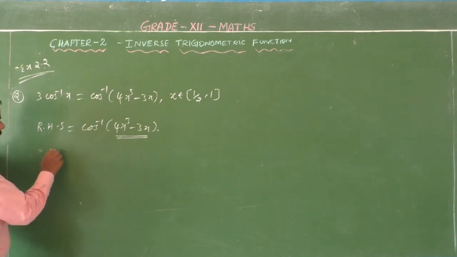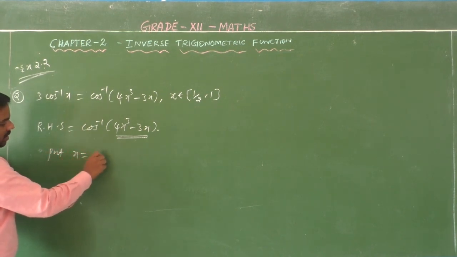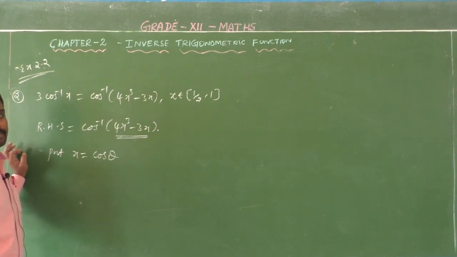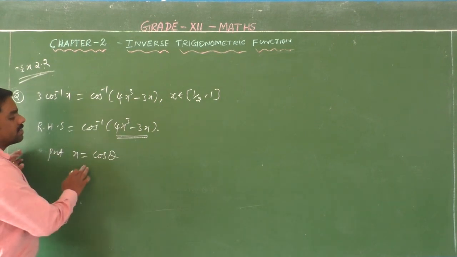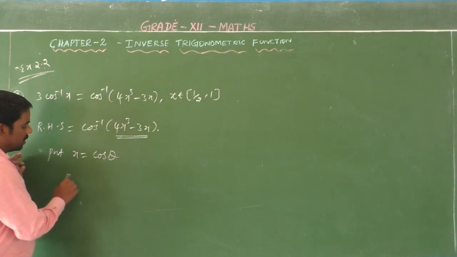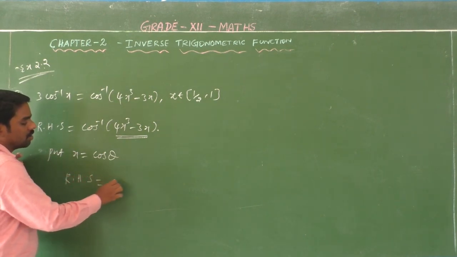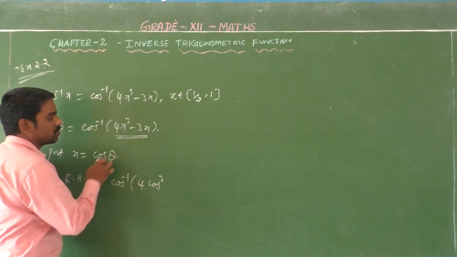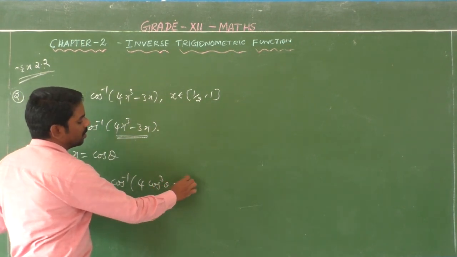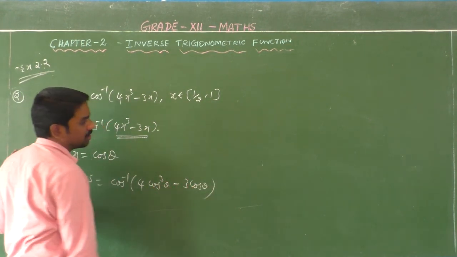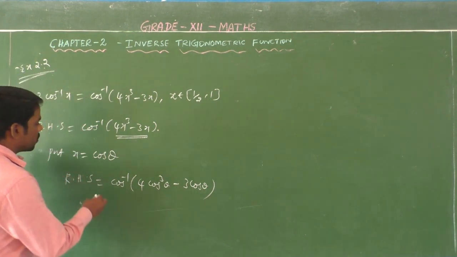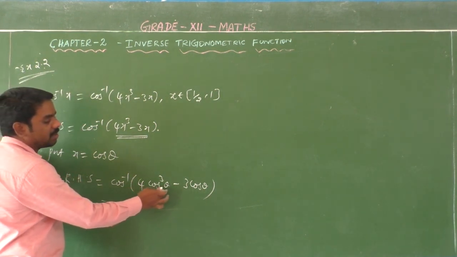So put x equal to cos θ. Similarly, the same method as in the first question, where we put x equal to sin θ and used the sin 3θ formula. Here put x equal to cos θ. So RHS is equal to cos inverse of 4 cos³θ minus 3 cos θ. Since x is cos θ, x cubed means cos³θ.